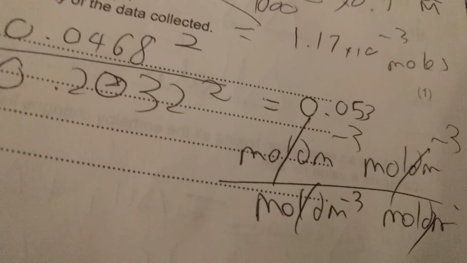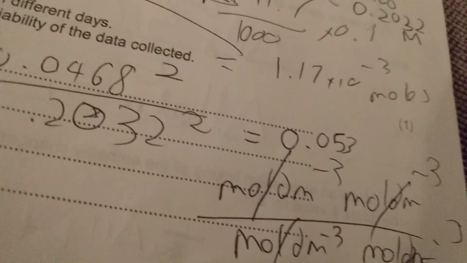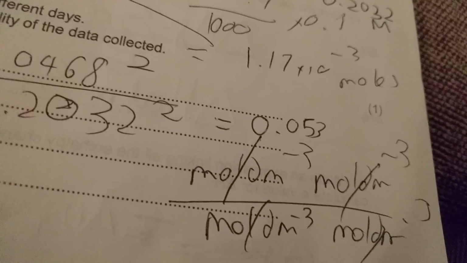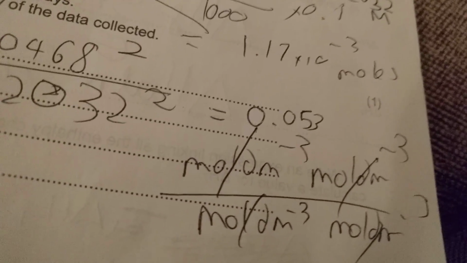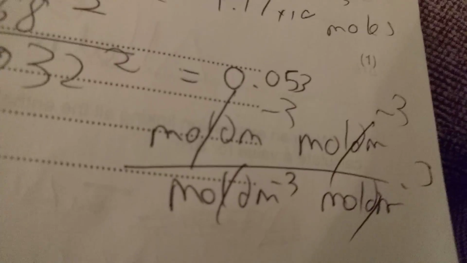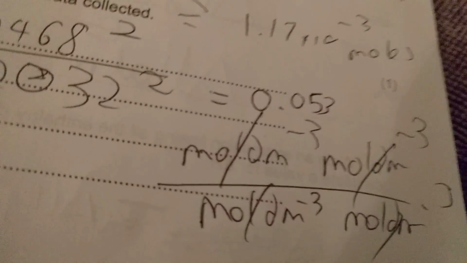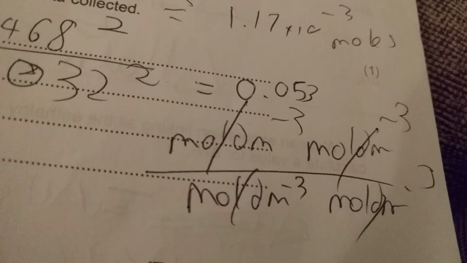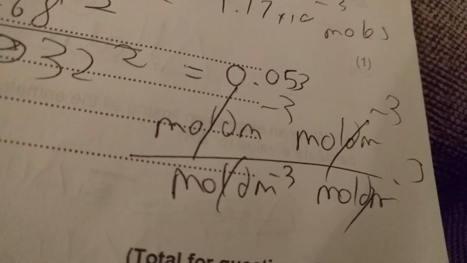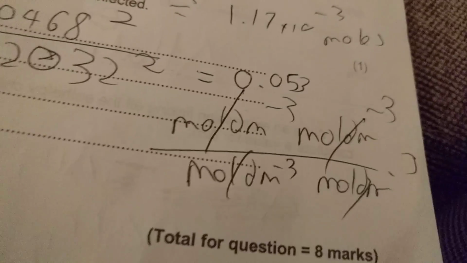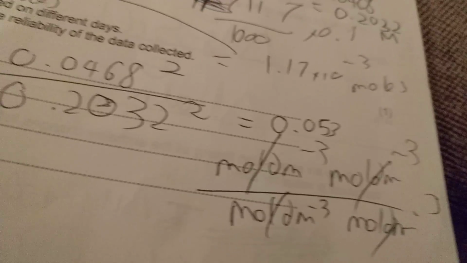Right, so I know that I've got moles per decimeter cubed times moles per decimeter cubed, which is moles to the 2 dm to the minus 6, and that's divided by moles per decimeter cubed times moles per decimeter cubed, which is again moles to the 2 decimeters to the minus 6. Therefore, there are no units. And that's your fifth and final mark.